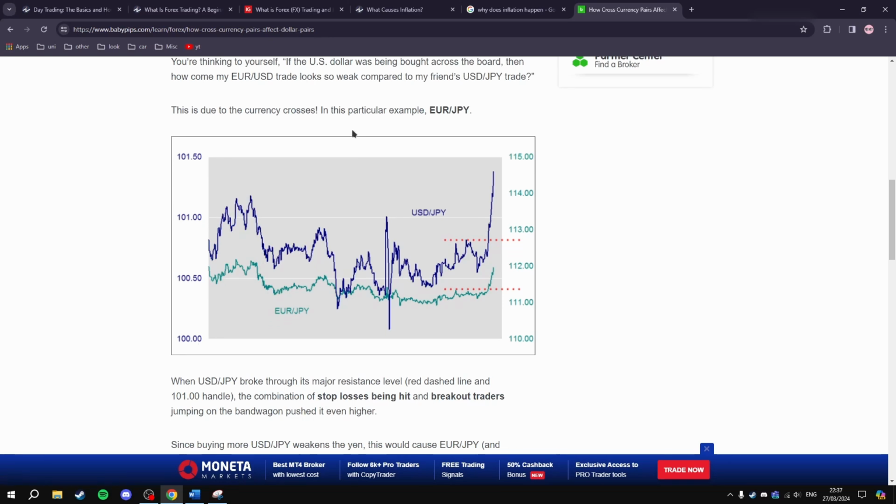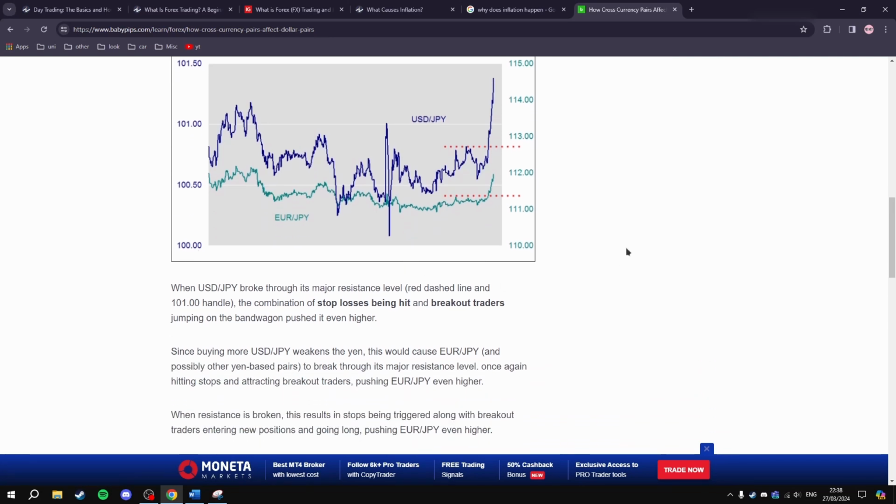When USD JPY broke through its major resistance level, the red dashed line at the 101 handle, so major resistance, major support, I think. When it broke through here, the combination of stop losses being hit and breakout traders jumping on the bandwagon pushed it even higher. Since buying more USD JPY strengthens the USD and weakens the yen, this would cause Euro JPY and possibly other yen-based pairs to break through their major resistance level.